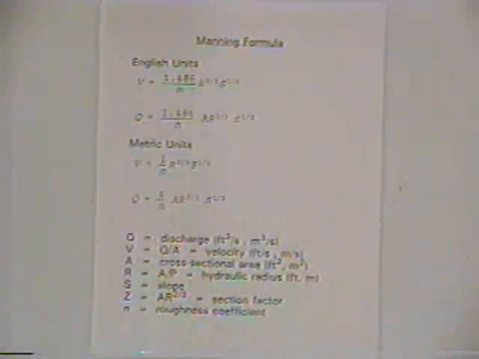The hydraulic radius, by definition, is the flow area divided by the wetted perimeter, and we'll look at that in just a second. And then the slope, that's the slope of the energy line, but recognize we're dealing with uniform flow, so the slope of the energy line can be estimated as the slope of the channel bottom. So if you're given a slope of the channel bottom, that's the S.